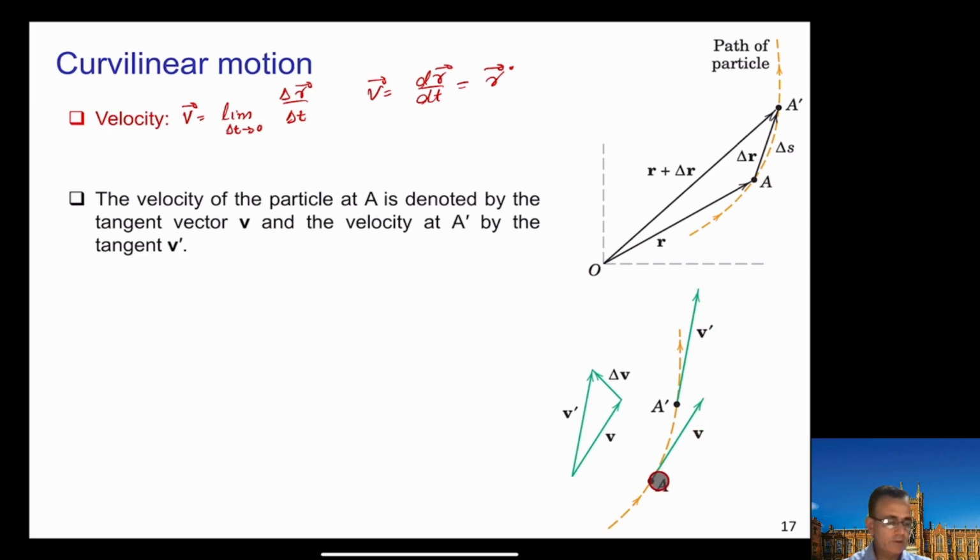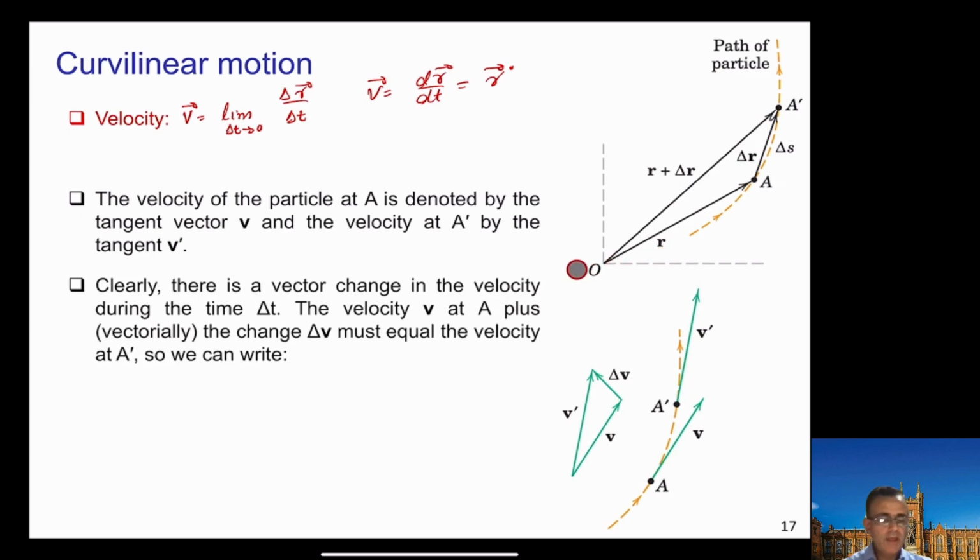So if the velocity is changing from A to A dash, as you can see in this case, even if the magnitude of the velocity is the same, you will still see some change in velocity. This is because the velocity is a vector quantity, and clearly there is a vector change in the velocity during the time delta t. When the initial velocity is this one, the final velocity is this one. So this means that there is some change in the velocity, which you can write from this vector here.